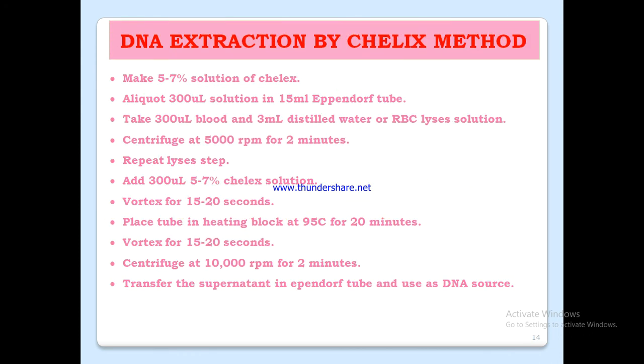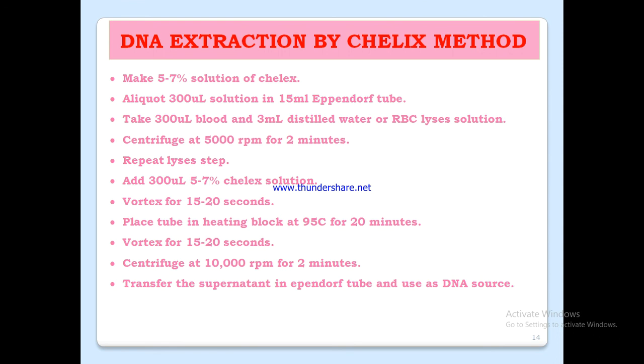DNA extraction by the Chelex method. Make a 5 to 7% solution of Chelex and aliquot 300 ul of solution in a 1.5 ml Eppendorf tube. Take 300 ul blood and 3 ml distilled water or RBC lysis solution. Centrifuge at 5000 revolutions per minute for 2 minutes. Repeat the lysis step. Add 300 ul of 5 to 7% Chelex solution.